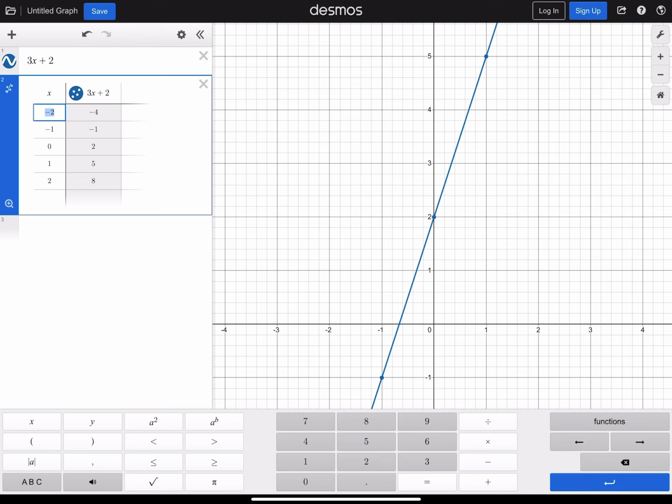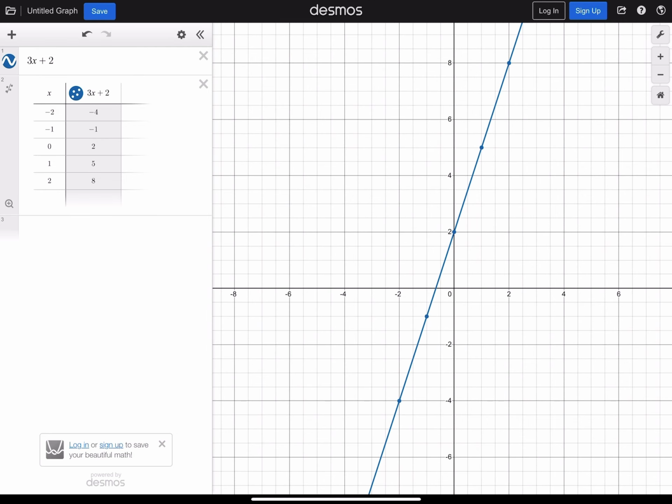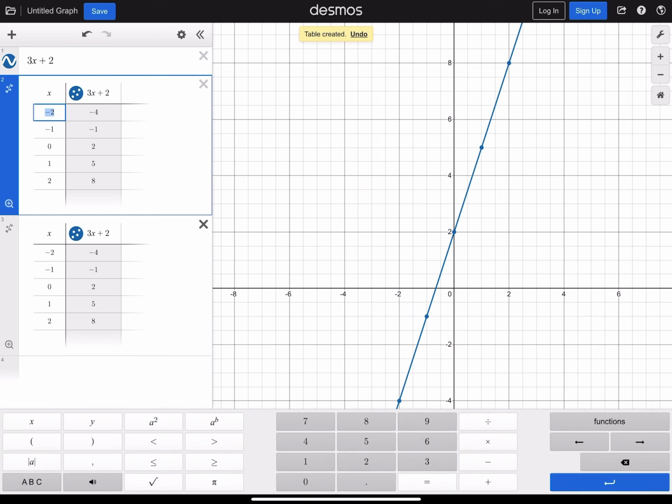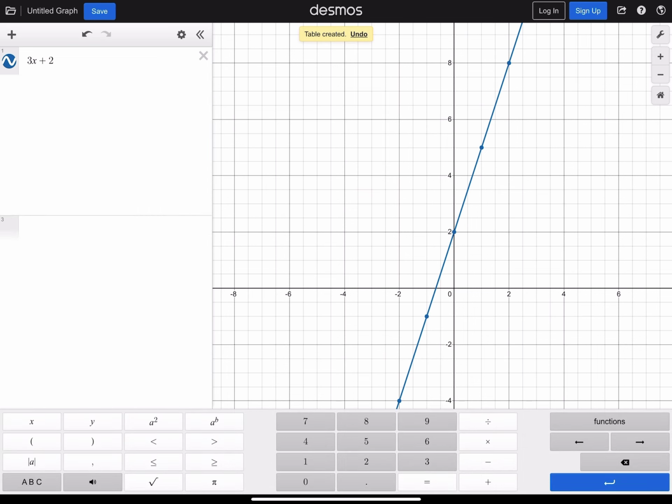Again, you can see all these different points that lie on this line, and we can see them all visibly here. That's just 5 different points there. So again, that's the little settings button, and then that little table that's next to the X. There we go, and I just made a second one for you. So we duplicated the table. That's how we bring up a table for a function that we've typed into the calculator.